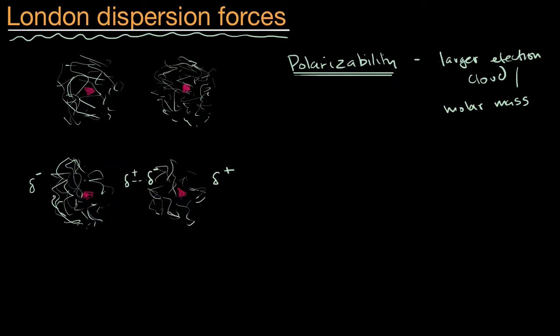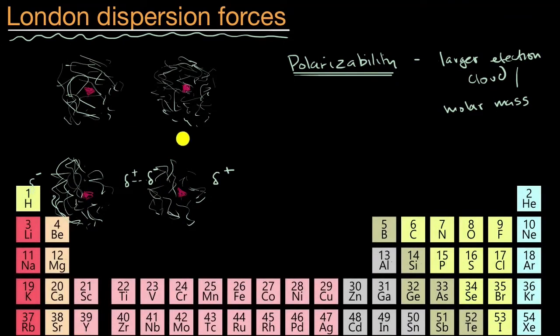So, for example, if you were to compare some noble gases to each other, and we can look at the noble gases here on the right-hand side. If you were to compare the London dispersion forces between, say, helium and argon, which one would you think would have higher London dispersion forces? A bunch of helium atoms next to each other or a bunch of argon atoms next to each other? Well, the argon atoms have a larger electron cloud, so they have higher polarizability. And so you're going to have higher London dispersion forces.